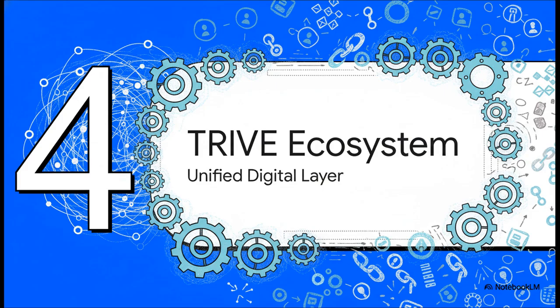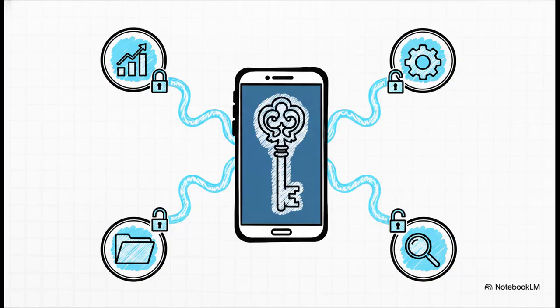All right, Section 4, the Tribe ecosystem. Let's look at this unified digital layer. So it's really important to note that UID isn't just operating in a vacuum as some standalone app. It actually serves as the foundational digital wallet and the primary authentication layer for this whole thing called the Tribe Application Suite. It is designed to completely replace traditional login methods across the broader network.